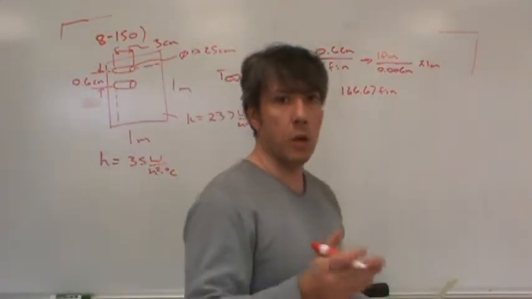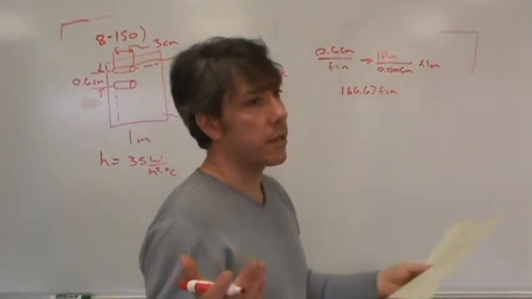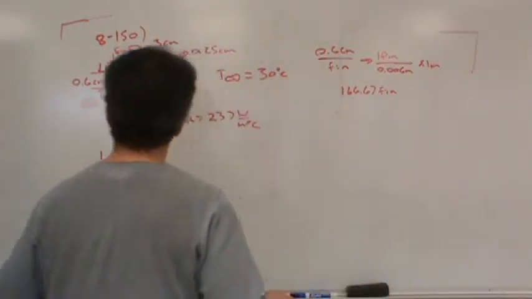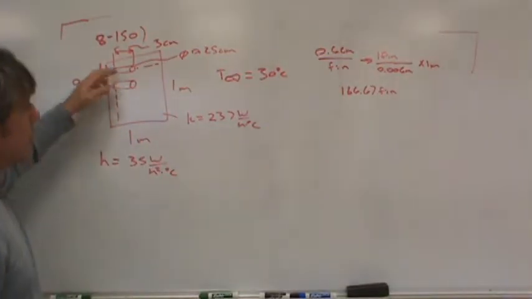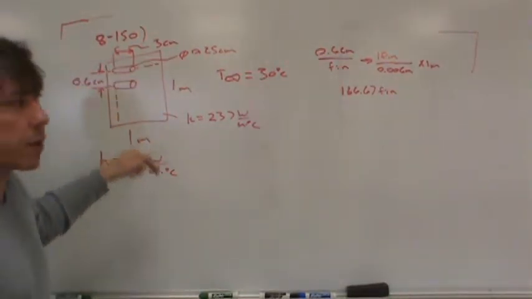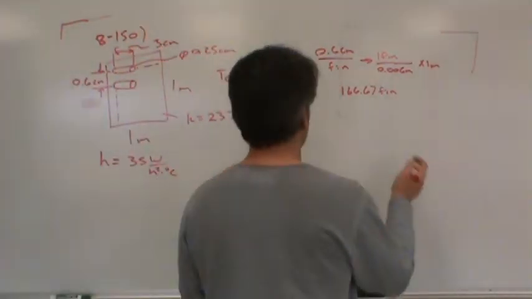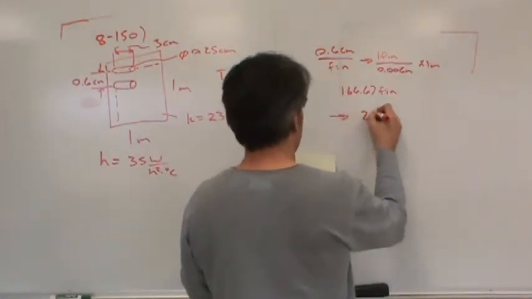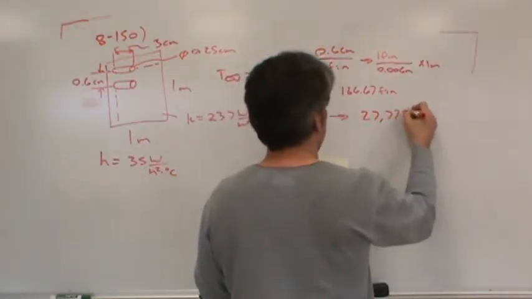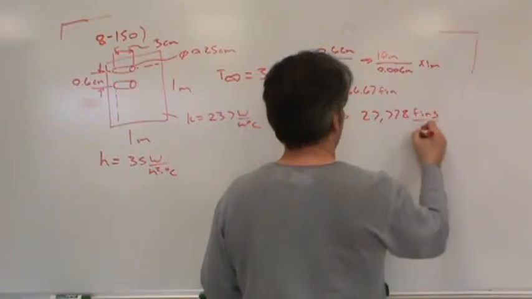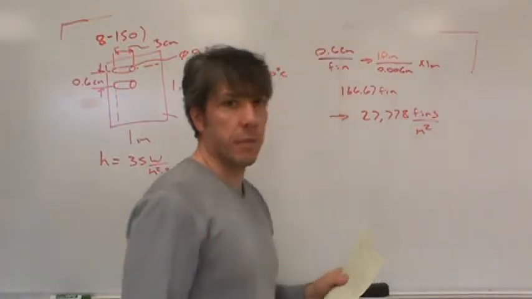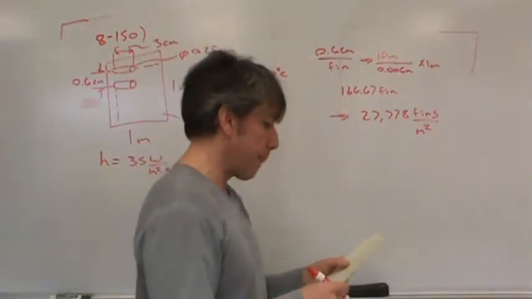To find out the total number of fins, all I'd have to do is square that, right? Because there's going to be that many in this direction, that many in this direction, and just multiply those two together. That would tell me how many total fins. So basically that means that there's 27,778 fins per square meter. Does that make sense? Okay.